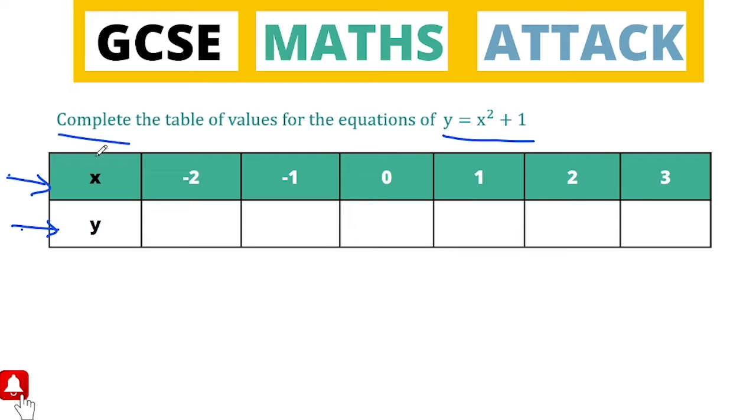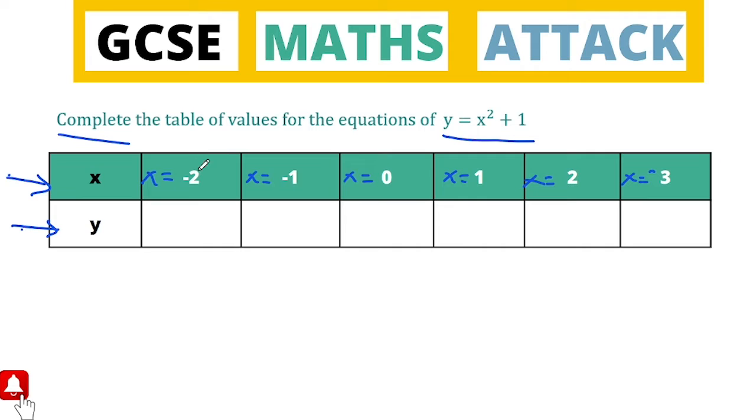what this column means. Now this column has an x next to it, which means any number over here is an x. So this will be x equals minus 2, this will be x equals minus 1, this will be x equals 0, this will be x equals 1, this will be x equals 2, and this one will be x equals 3.